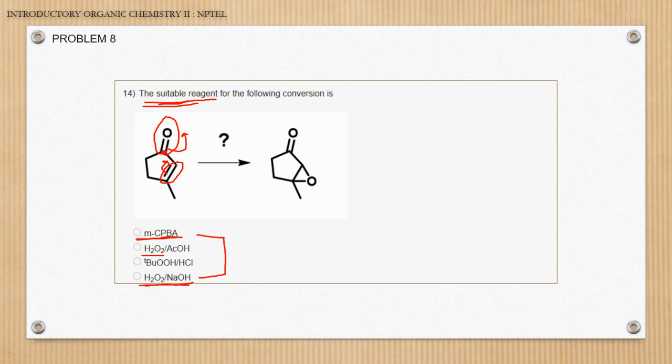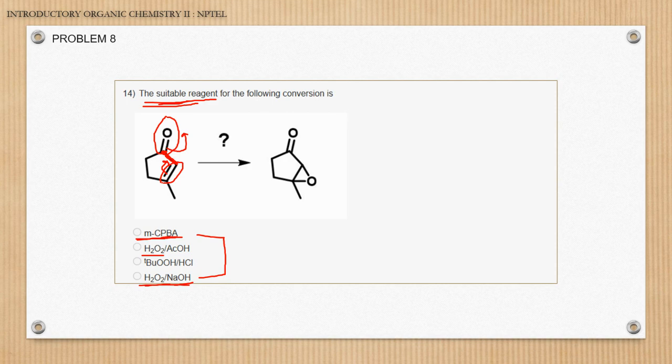So if you have an electron withdrawing group attached at one end of the alkene, how can you say that it is electron rich? The carbonyl group will withdraw the electrons from this alkene, and that is why it will make this alkene electron deficient rather than electron rich.